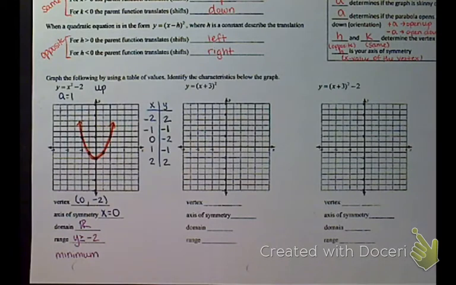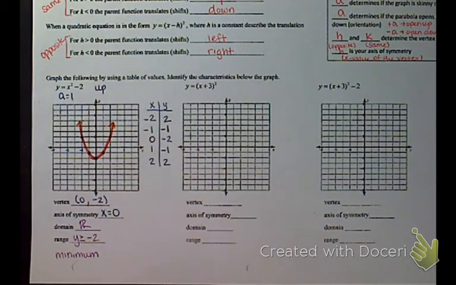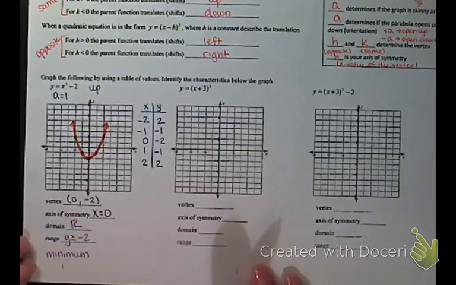So math-wise, there's not a ton other than filling in the table of values. That's the only true math you're doing. Everything else is key features and understanding those key features as you go through them. Okay. All right, let's look at the next one.